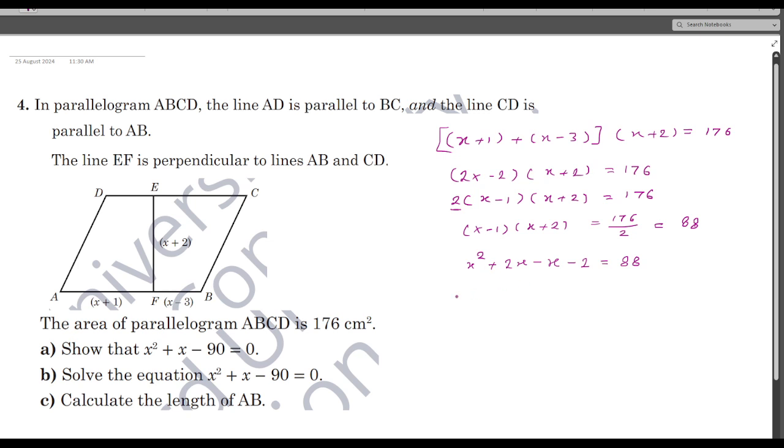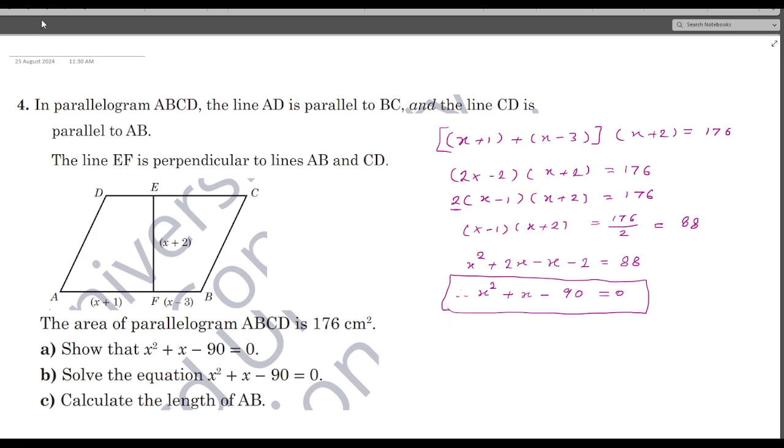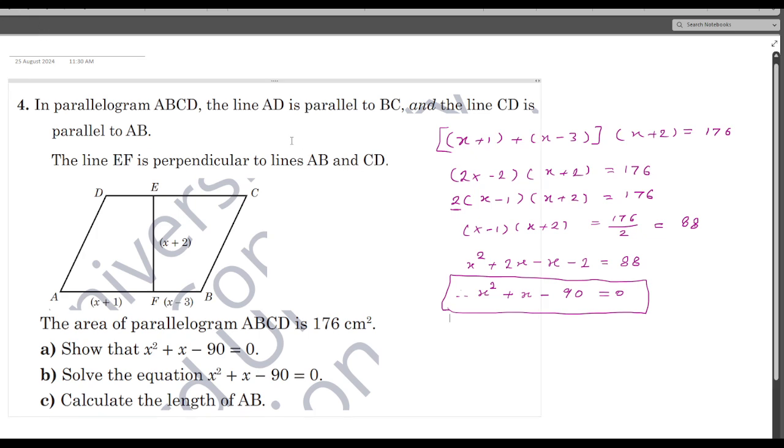So therefore, we can say that x square, now 2x minus x is plus x, so x square plus x minus 2 equals 88. When I move 88 to the left side, it is minus 2 minus 88, which is minus 90, equal to 0. So x square plus x minus 90 is equal to 0. Now the second part of the question is to solve this equation.